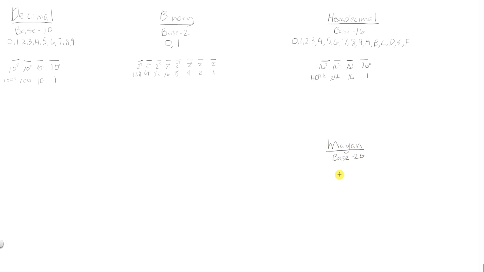Base 20. And they used two characters. They used a dot and a dash. Now, how did they put those in place values? Well, let's do 4 place values, okay? And it's base 20. So how do you represent these numbers? Well, how do you lay out these place values? Well, exactly the same way. I meant to put a 2 there. Here, let me erase that.